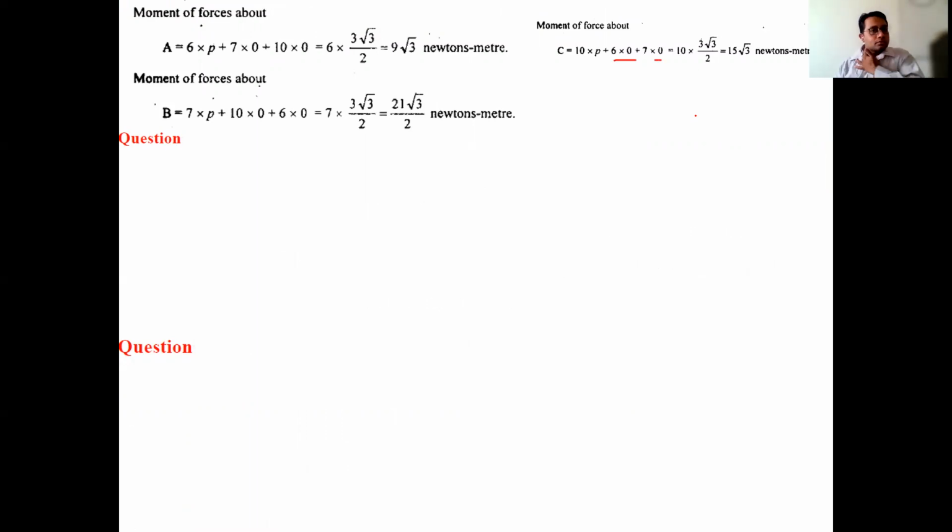And similarly for C we have 0 for 6 and 7 because they are passing through point C, you can again check it, and for 10 it will be calculated, the same 10 into P, so it will be 10 into 3 root 3 by 2, that is 15 root 3 newton meters.